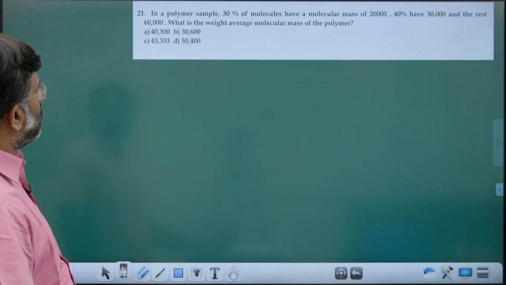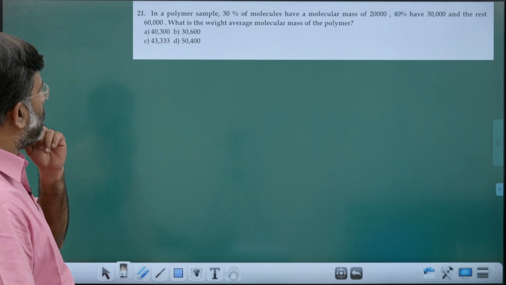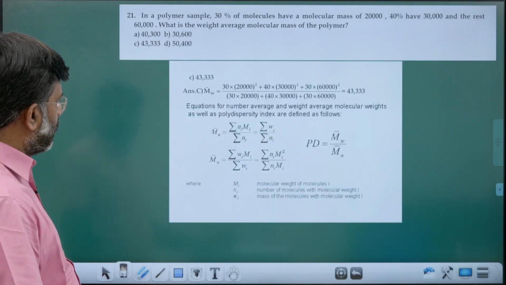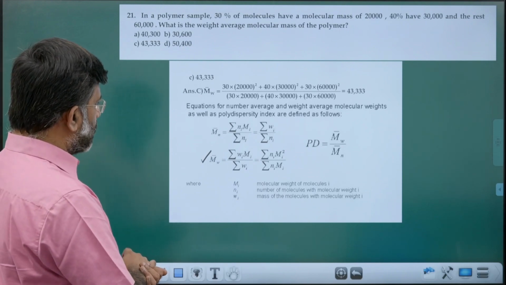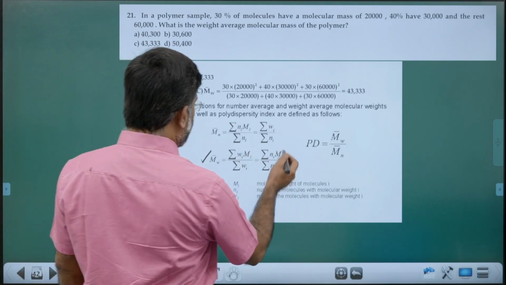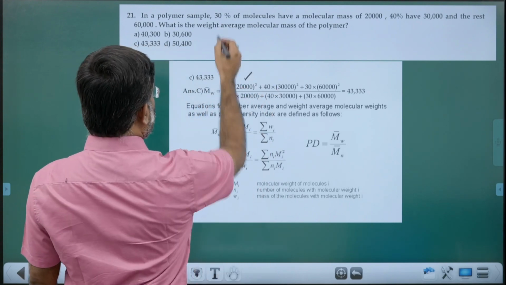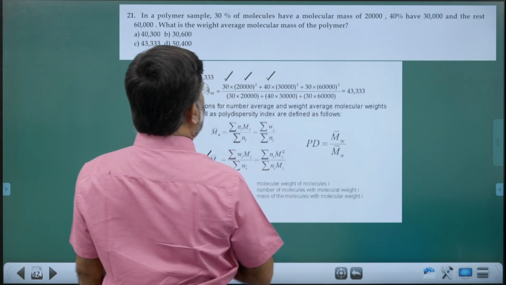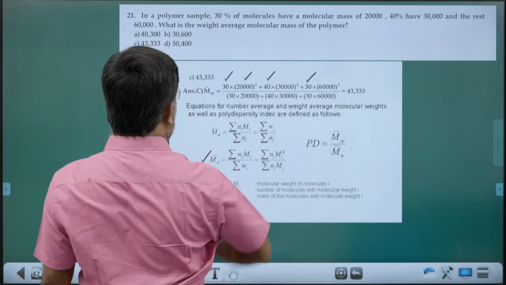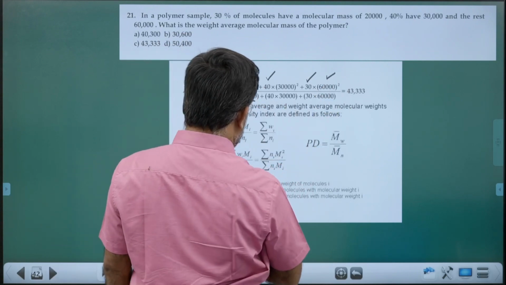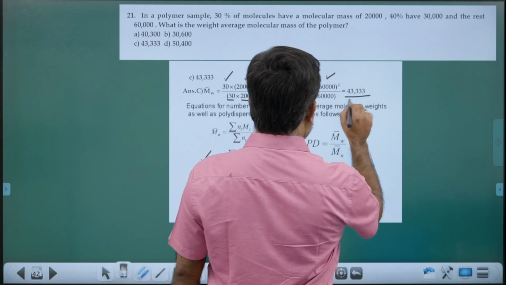In a polymer sample, 30% of molecules have a molecular mass of 20,000, 40% have 30,000, and the rest 60,000. What is the weight average molecular mass of the polymer? It is determined by sigma NiMi squared divided by sigma NiMi. So 30 percent into molar mass squared, 40 percent into molar mass squared, and the remaining 30 percent into molar mass squared, divided by the percentage into molar mass. Apply that formula and you must get the answer 43,333.